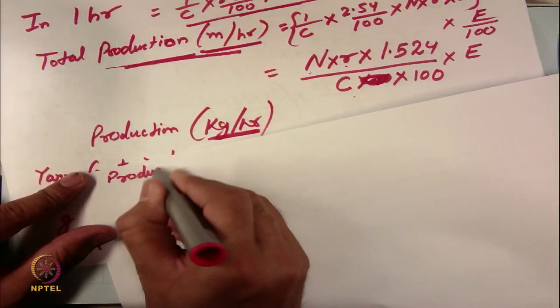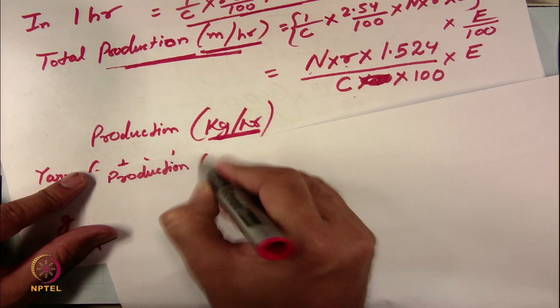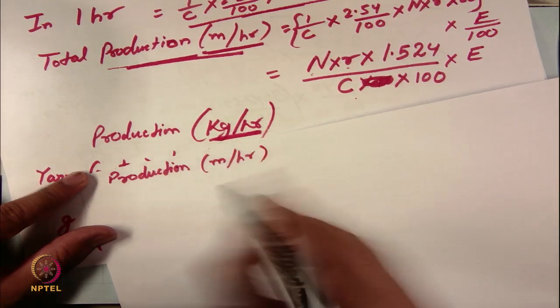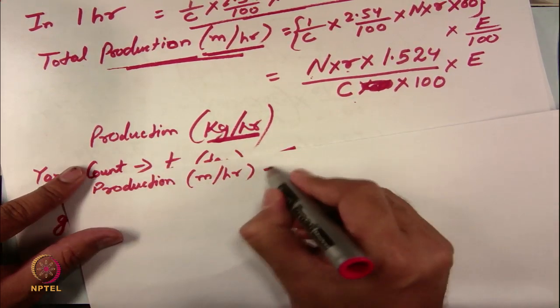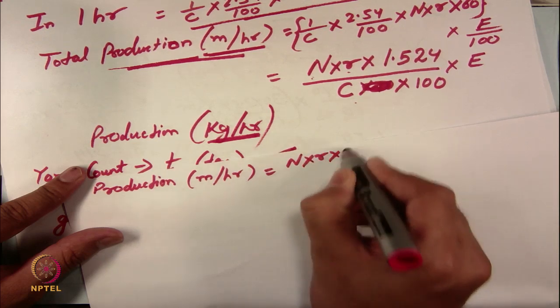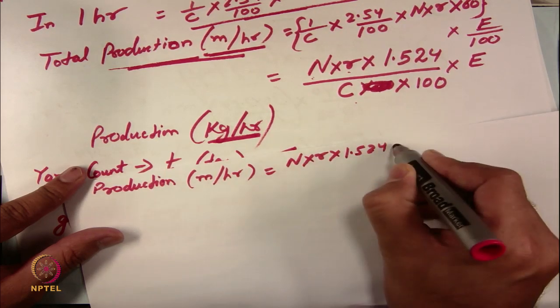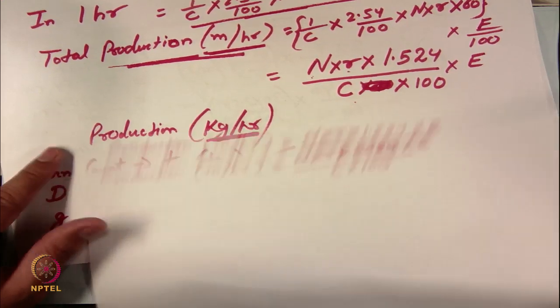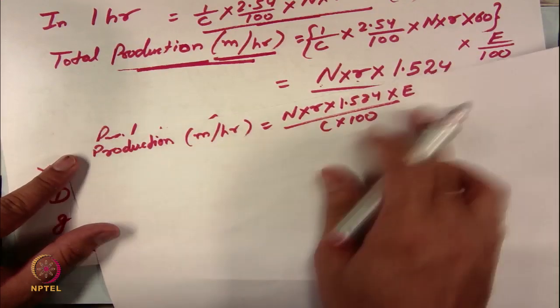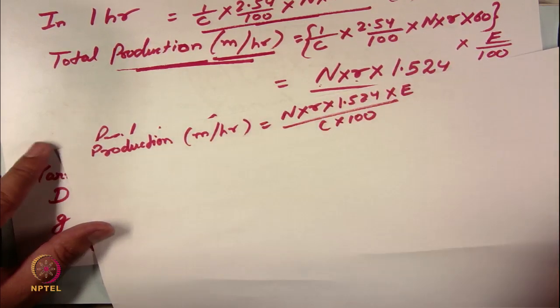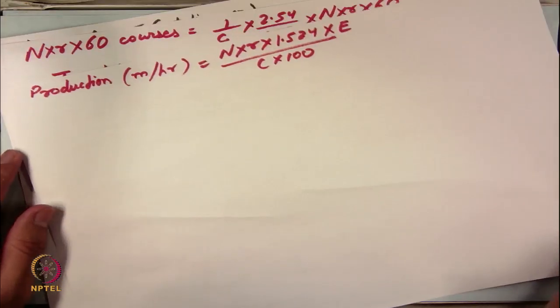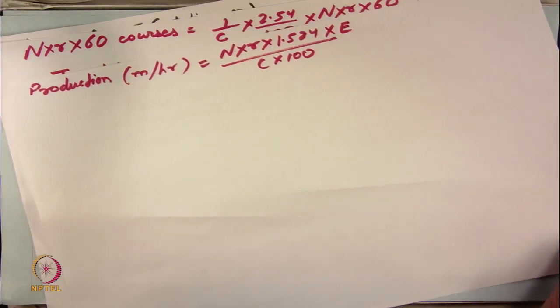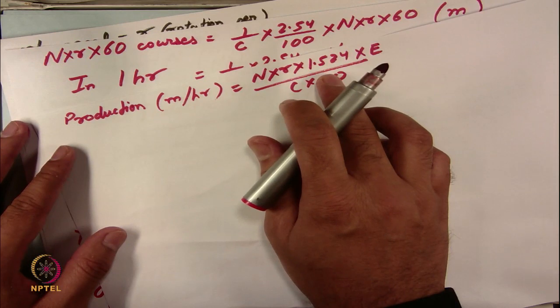Let me derive for you. So, you know the production in meter per hour. So, this is N into R into 1.524 into E divided by C into 100. So, in 1 hour this much meter of the fabric has been produced. So, if we need to find out how many loops are being produced, this much meter is known to you.